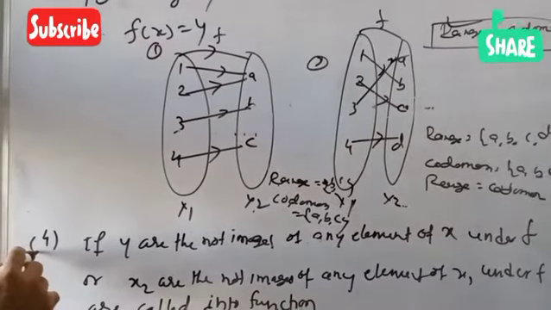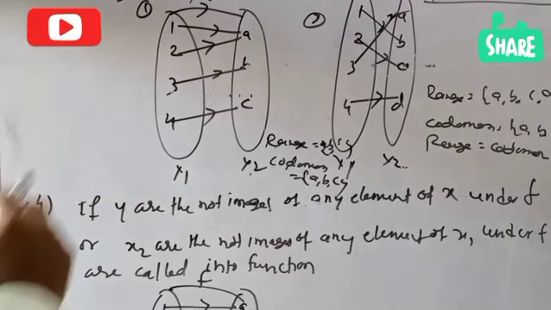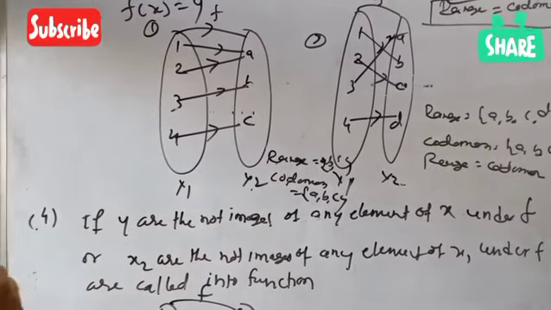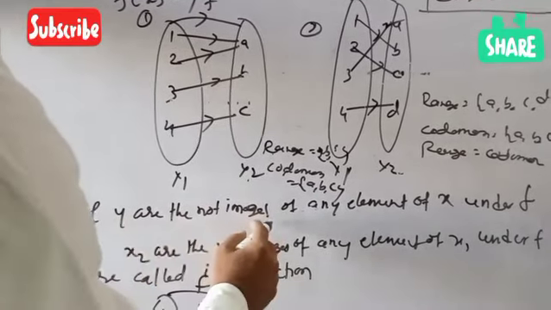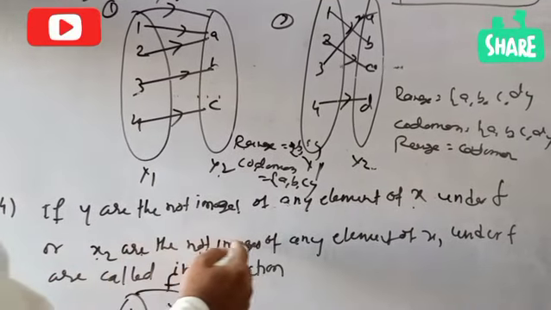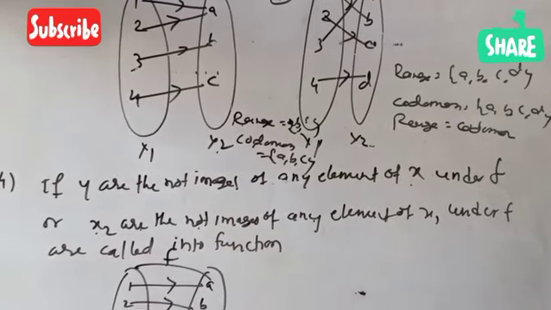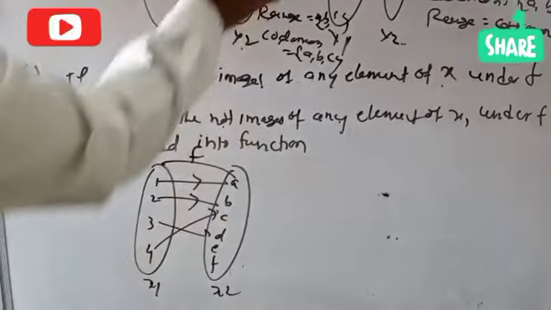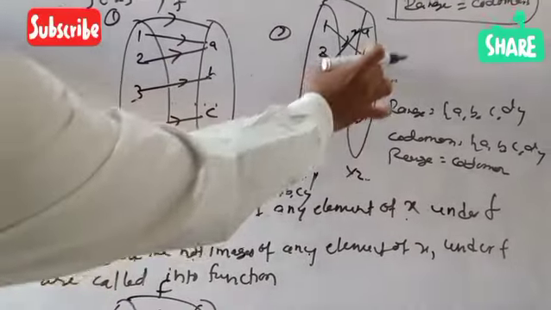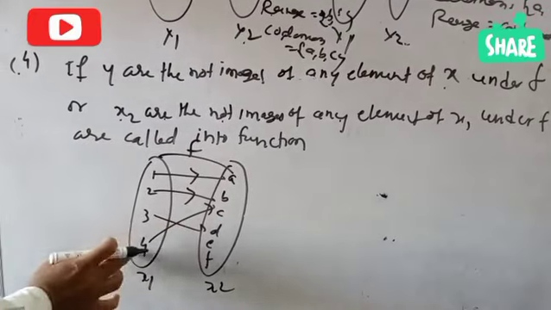And the last type of function is the into function. Into function means if the function is not onto, it may be an into function. If some elements of Y are not images of any element of X under f, then it is called an into function. For example, in the previous cases all the elements had pre-images, but here not all elements have pre-images.